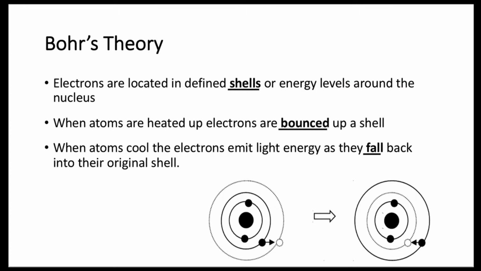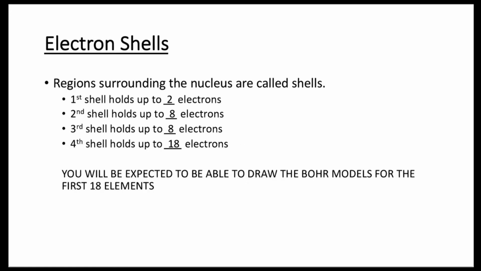So Bohr's theory continued. Electrons are located in defined shells or energy levels around the nucleus. When atoms are heated up, electrons are bounced up a shell. When atoms are cooled, the electrons emit light energy as they fall back into their original shell. So this is just theory and background. Don't stress too much about the details of this. So the shells themselves you do need to know.